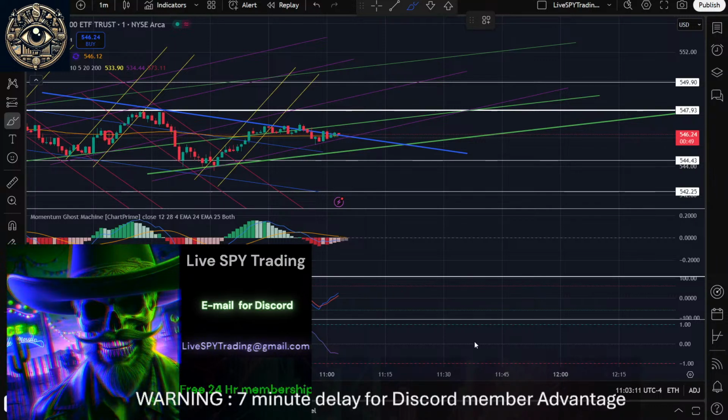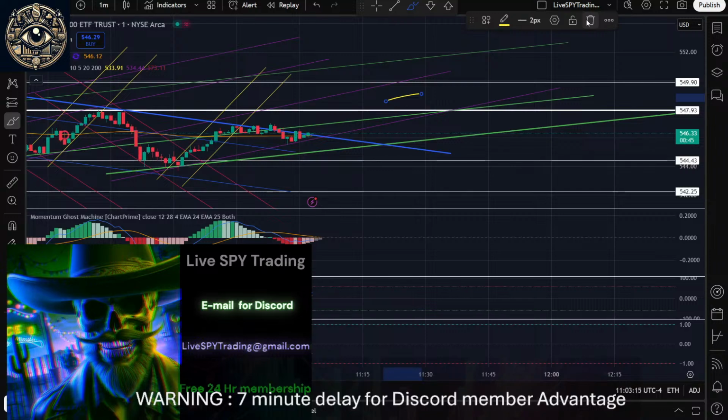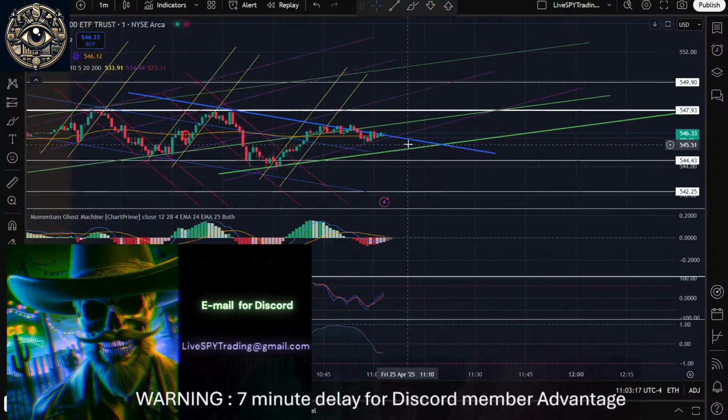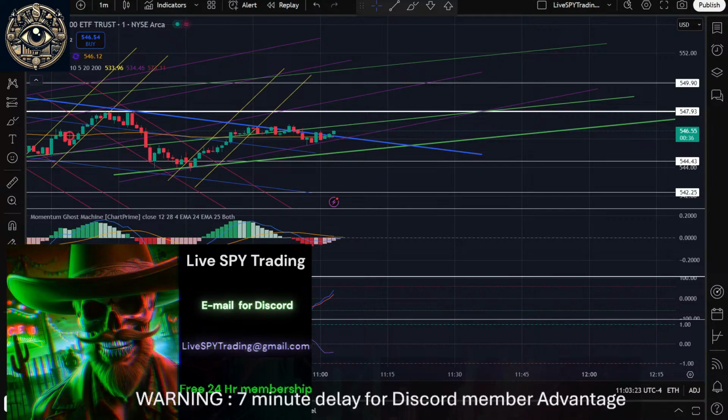It's just playing around at VWAP. Alright, I'll give it like 2 more minutes. I'm kind of interested to see what happens here. Break blue. Break a blue. Let's see if the target's 547.93.